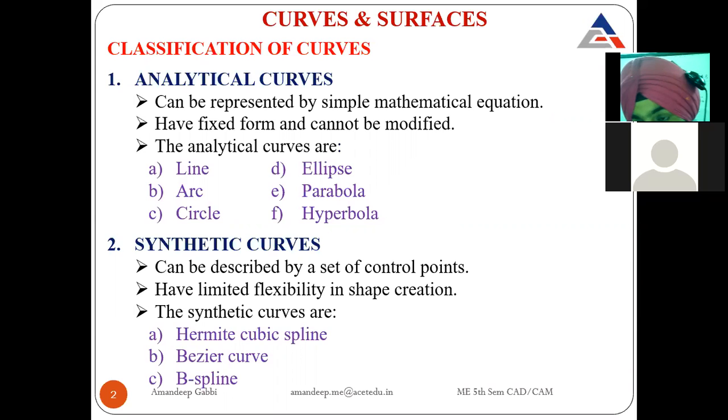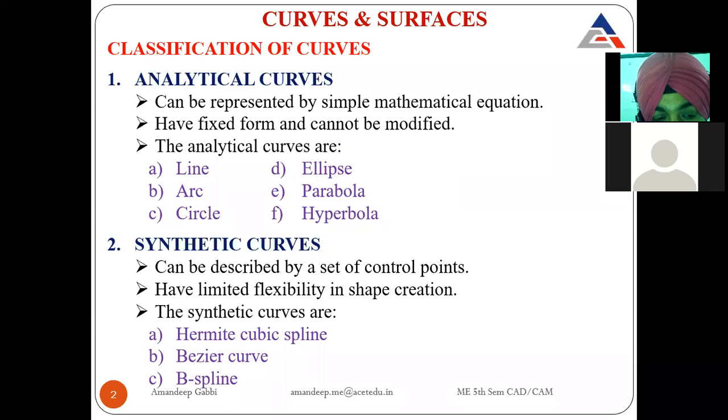And an analytical curve has some equation that you already know. So how to draw a circle? There is an equation for circle. You know how to draw a circle, x squared plus y squared equal to 1. How to draw an arc, hyperbola, parabola, and ellipse. They all have a fixed formula to generate these curves. So can be represented by a simple mathematical equation. Has fixed form and cannot be modified. Right? So these are called analytical curves.